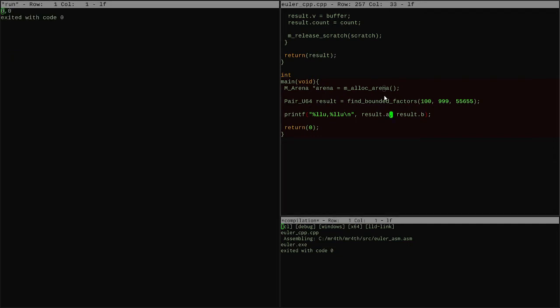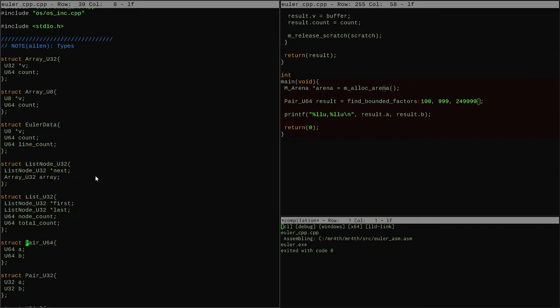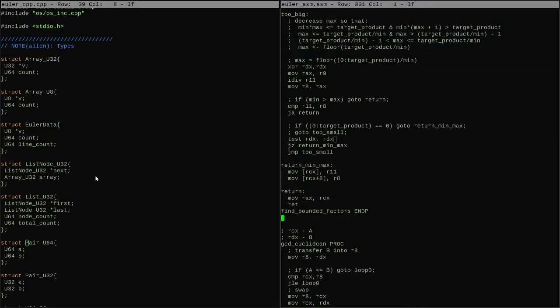I didn't find anything. Let's try 99900, because I know that has a solution. Okay. Let's try, you know, I guess there's an easy way to generate test cases for this, isn't there? 249999. All right, cool. So that function is still working. So okay, what else we got?